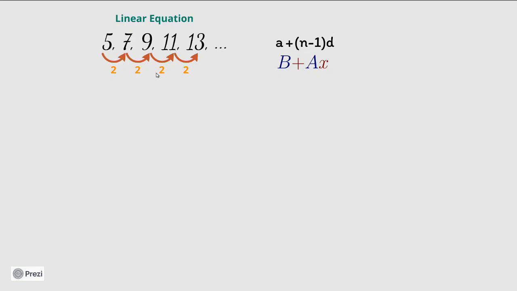Because d is a common difference, it doesn't change. It's a common thing, it's the same thing. So d is a constant, and that is your a. And what is your x? Your variable is n minus 1, because you are deciding what n is. There is no fixed value for n. You can put whatever value for n you want. So that whole n minus 1 is a variable. So that is your x.